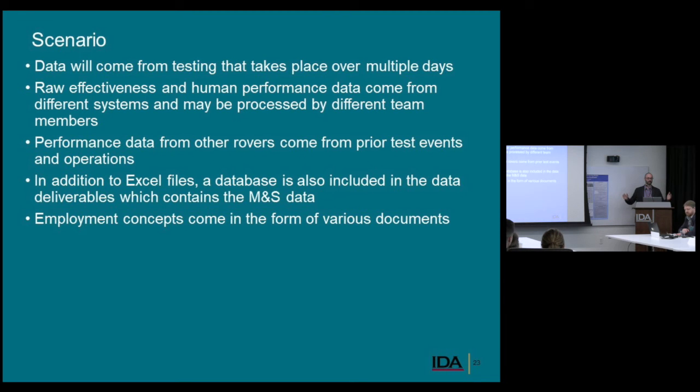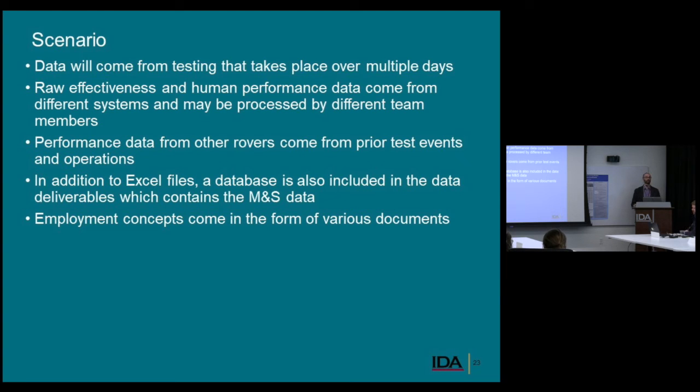So for our scenario here, we're going to get data that comes in over multiple days. So it's not just one big file, it's multiple days. We get raw effectiveness data on human performance from multiple systems, and different team members are probably going to be processing that. The performance data from prior test events, as well as the data from the current rover, is coming in, and we have Excel files for most of this, but we're also getting an actual database that has the historic M&S data. So you are getting a SQL style database there.